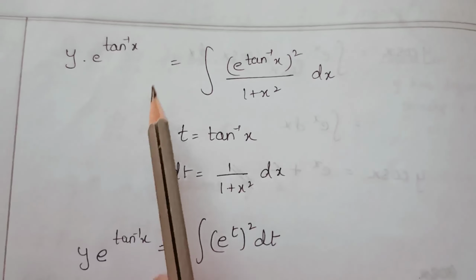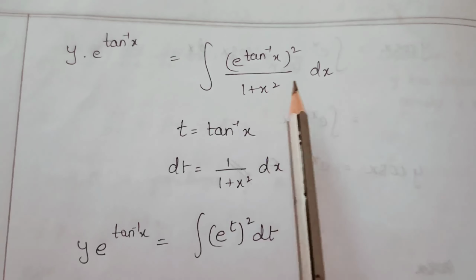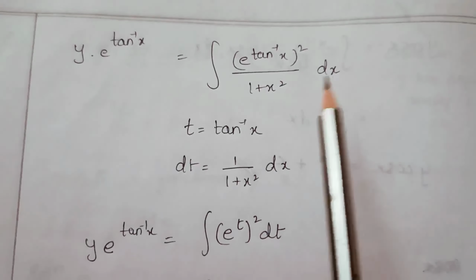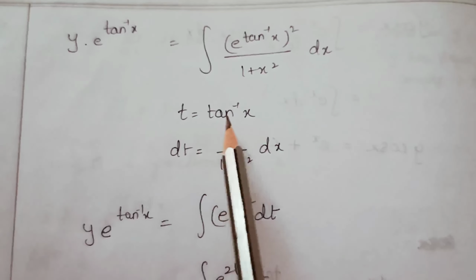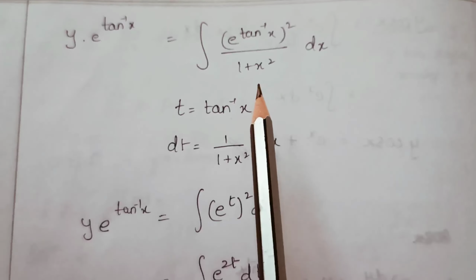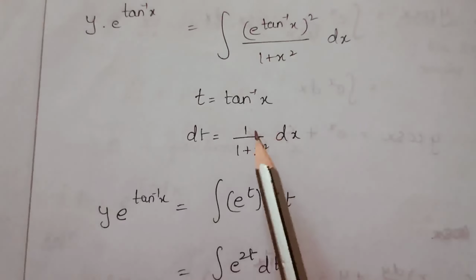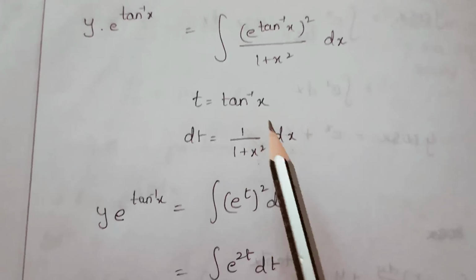y into e to the power of tan inverse x is equal to e to the power of tan inverse x, which is coming 2 times, so whole square by 1 plus x square, same as it is. Now we'll use the substitution method. t is equal to tan inverse x. Now differentiate: dt is equal to the derivative of tan inverse x, which is 1 by 1 plus x square dx.